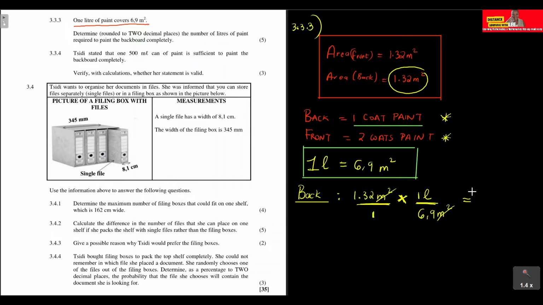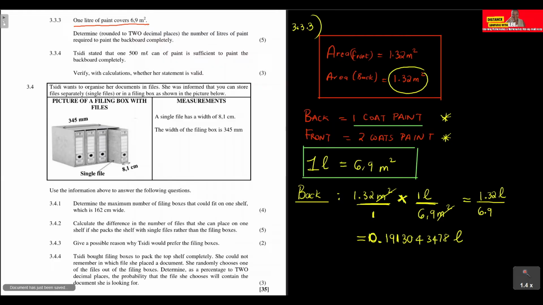All right, so if you take 1.32, this is just the same as saying 1.32 liters divided by 6.9, right? And then if you punch that into your calculator, you will get that to actually paint one coat of the back, you actually need 0.1913043478 liters just to paint the back of the board.